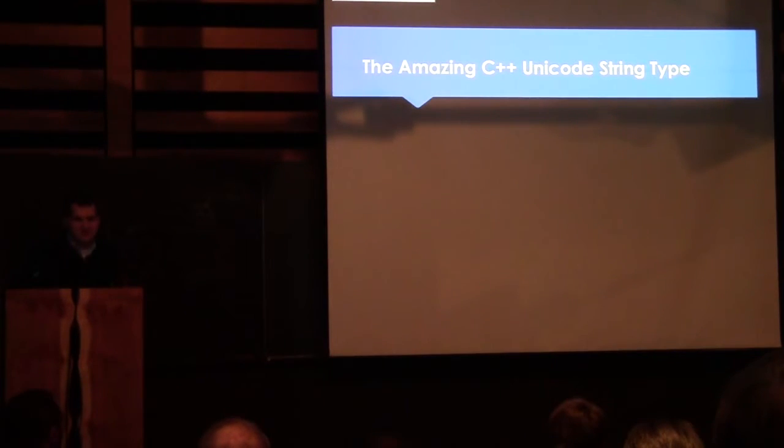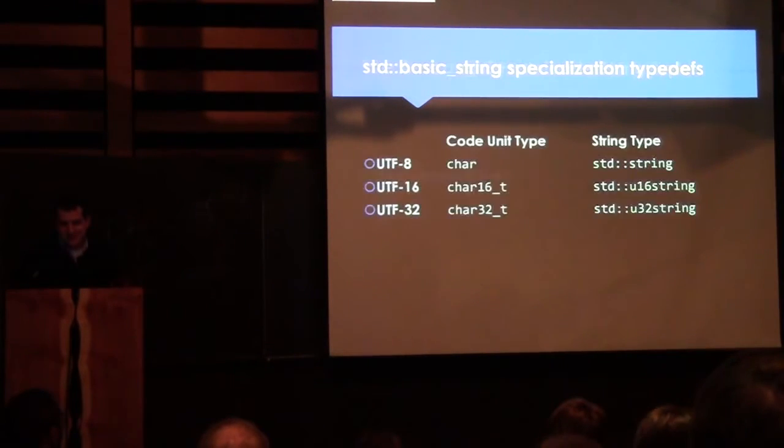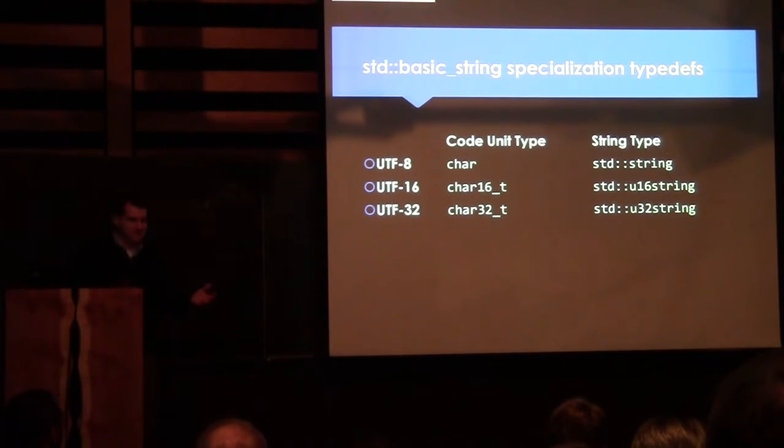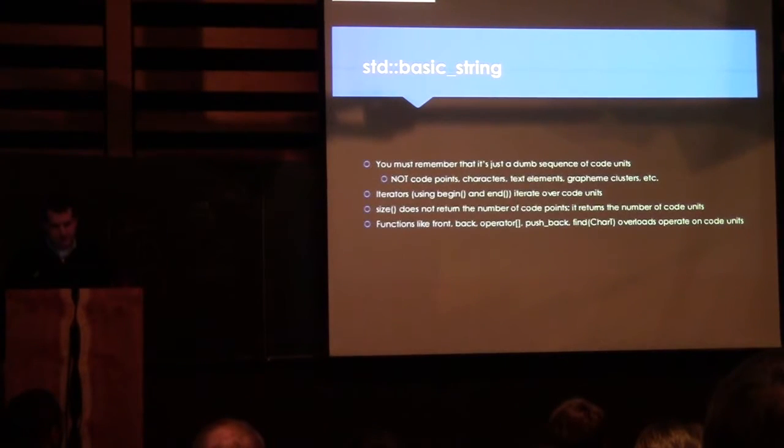So C++ has this amazing Unicode string type. I'm just kidding, it does not. What you can do, though, is use std::basic_string and specialize it with string, u16string and u32string for each of these code unit types. We can initialize them from the various Unicode string literals. But we have to be careful, because std::string is just a dumb sequence of code units. It does not store code points, characters, text elements, grapheme clusters, or any of these higher-level things.